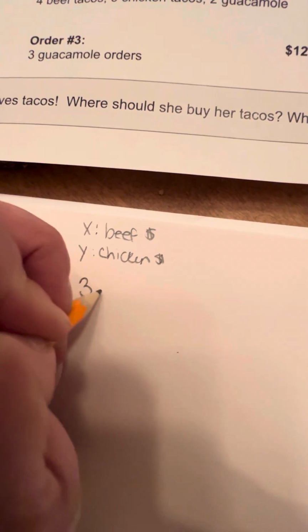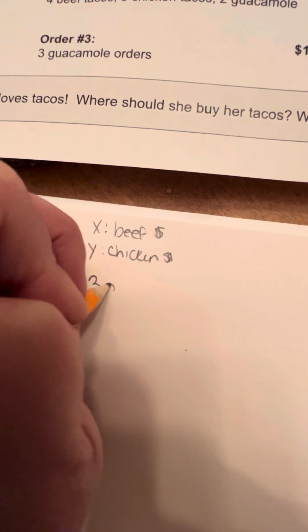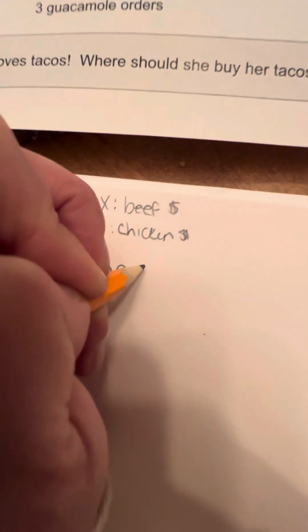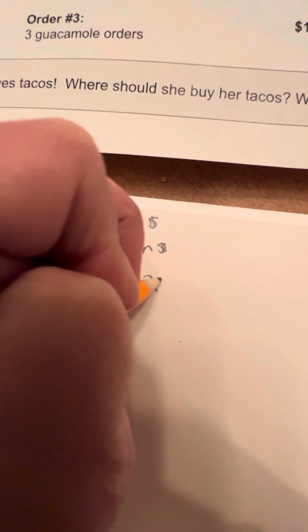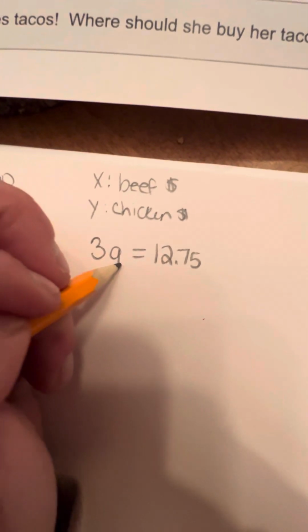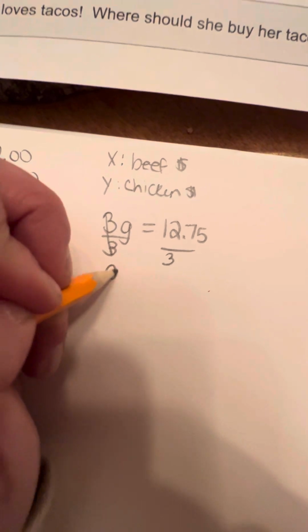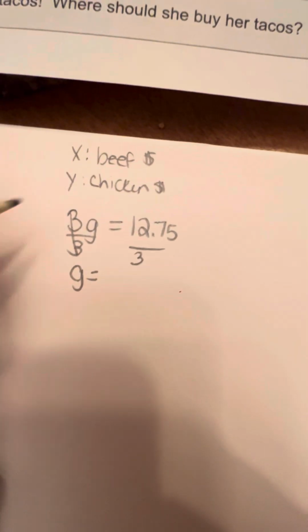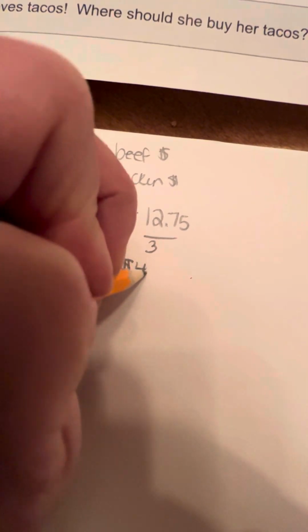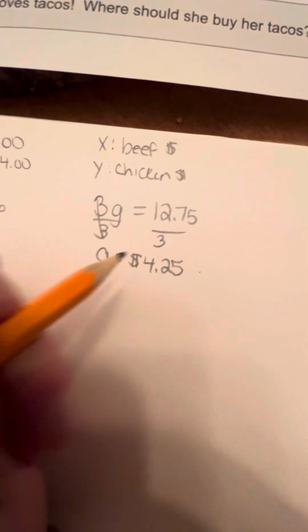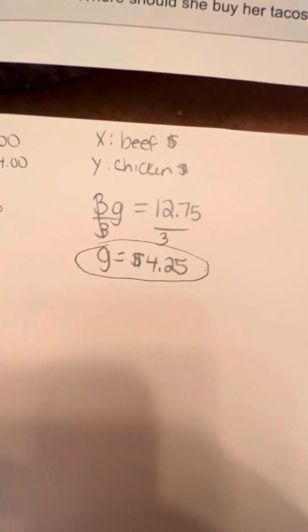My bad. All right, so 3 guacs, I'm going to put 3g. 3 guacs cost me $12.75. This is an easy thing I'm going to put in here, because guac is going to be easy enough to figure out. It's $4.25 a piece. So now I know that the guac is $4.25.